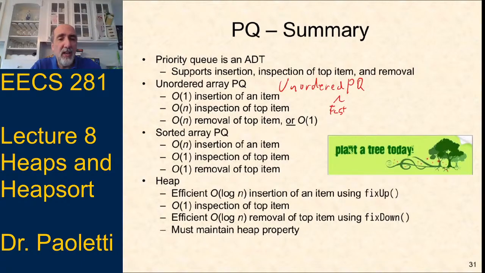So the unordered PQ is O of 1 insertion. You just throw it at the end of the vector, but when you want to know where the top is, it takes O of n time to find it, because you've got to look at everybody. If you want to remove the top item, that would be O of n or O of 1. That's the difference between unordered and unordered fast. And what unordered fast does, I'll give you the 30-second preview, is this: you almost always look at the top and then pop.